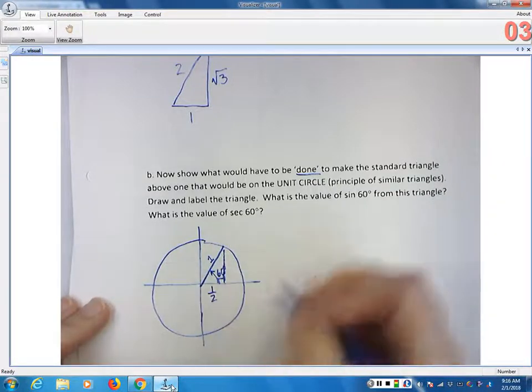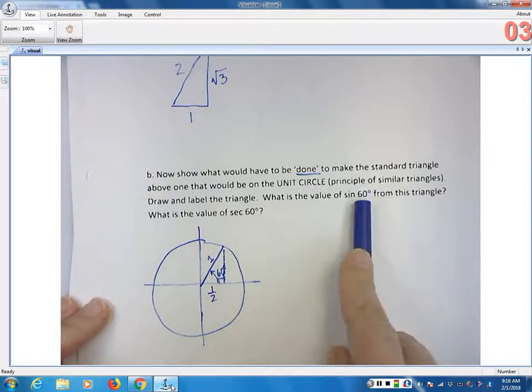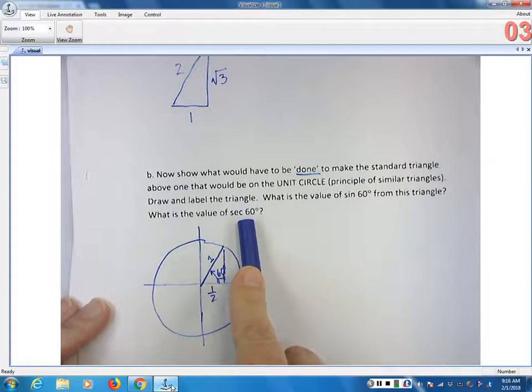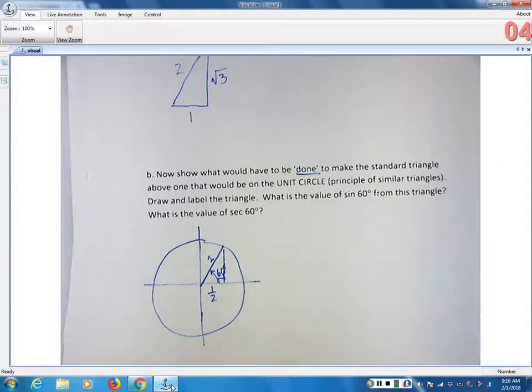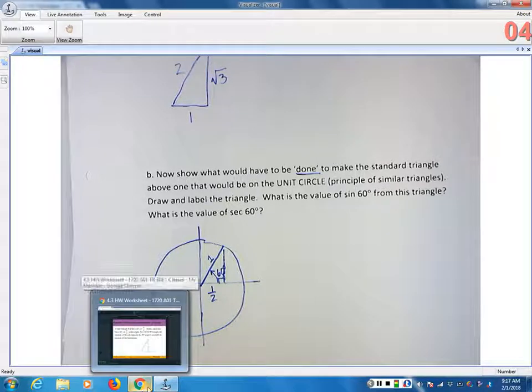And then you're supposed to find the sine of 60 and the secant of 60. And because they're similar triangles, what are they going to be? Okay, and that's the concept on that.